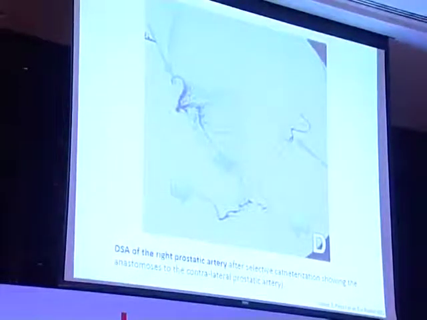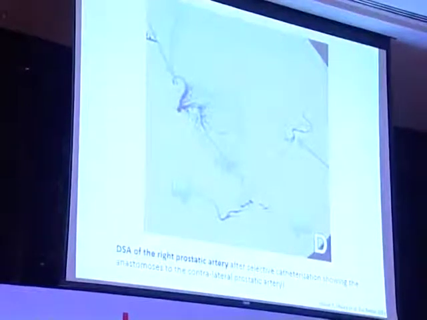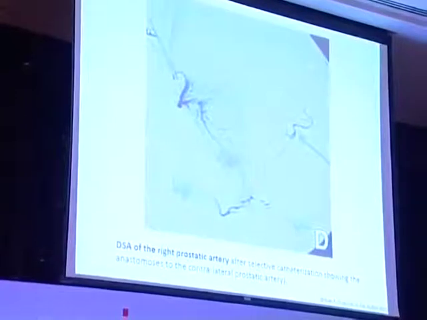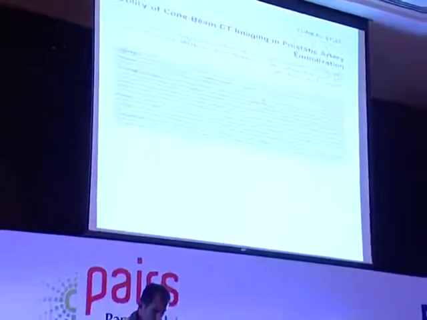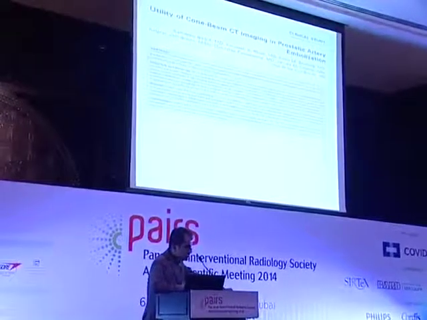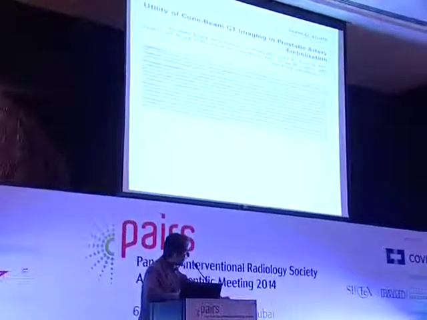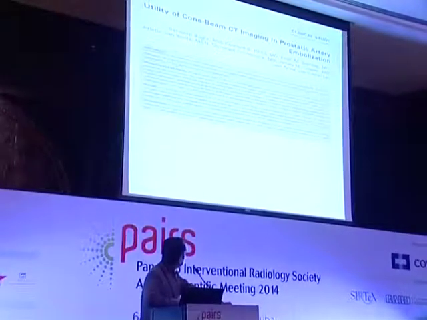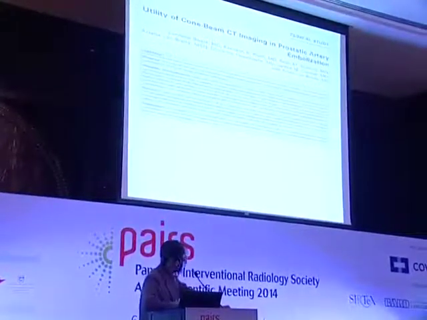This patient has superselection of the right inferior vesical artery and then the prostatic artery. Injection of contrast shows communication with the intraprostatic artery to the other side. So, as mentioned, the cone beam CT angio is a very valuable tool during the embolization.